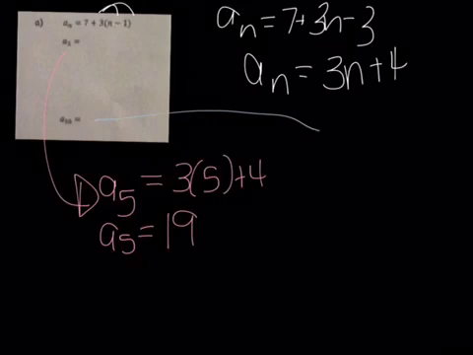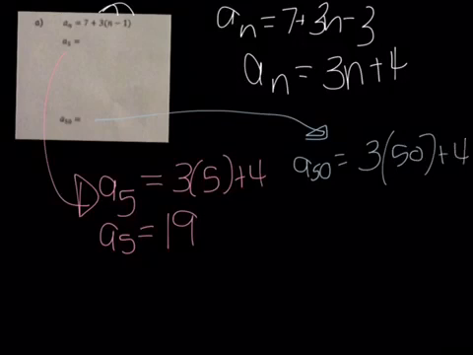Now the other one, a sub 50, same thing, only n is going to be 50 this time. 3 times 50 plus 4. So a sub 50, 3 times 50 is 150 plus 4 is 154. And there's my two answers.